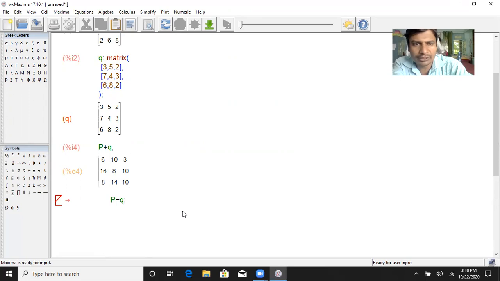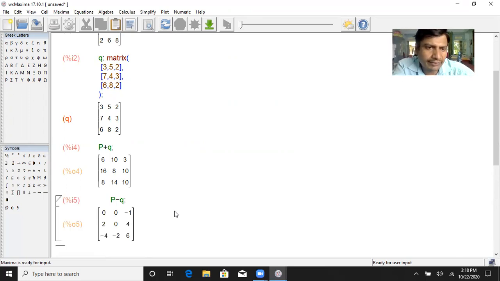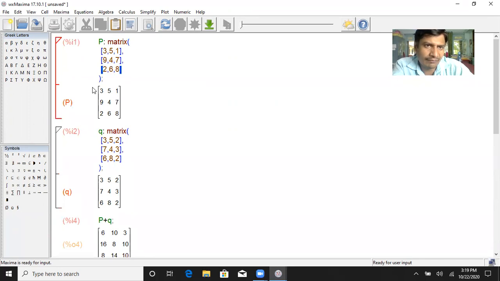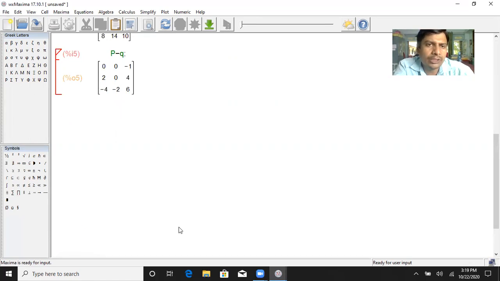You press shift enter, then go to here. See here, P minus Q means, P's first element is 3. Okay, 3 minus 3 is 0, then 5 minus 5 is 0. Same as, okay, 0, 0, then minus 1, then 2, 0, 4, minus 4, minus 2, 6. Okay, this is P minus Q.